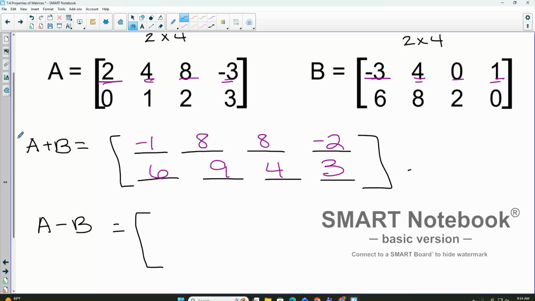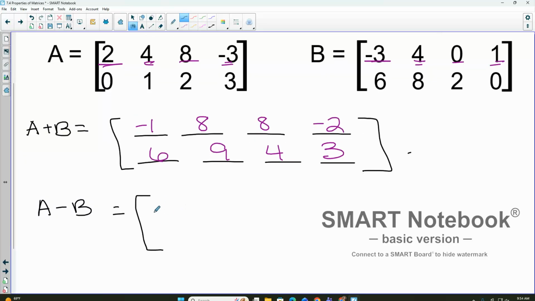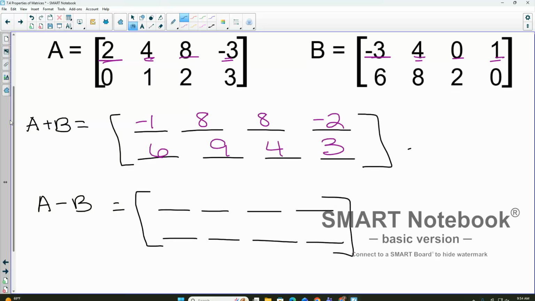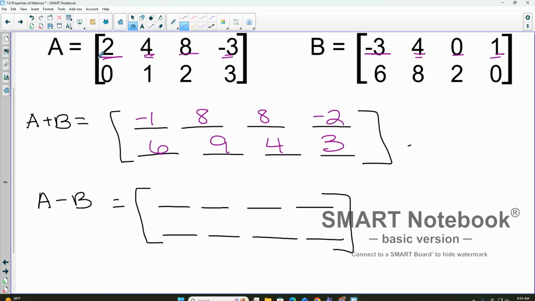When you do A minus B, you also will get something of the same size. How do you think I get those numbers? Same thing, we're just subtracting. So, is A minus B and B minus A going to give me a different answer? Yes, with subtraction, order does matter. So A minus B. So 2 minus negative 3.